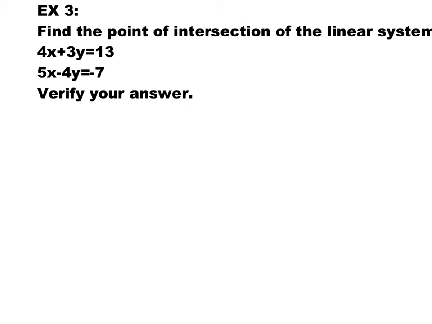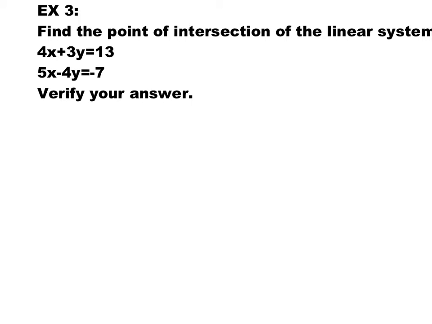The next example, we have to find the POI of the linear system 4x plus 3y is equal to 13, 5x minus 4y is equal to negative 7, and as usual we have to verify our answer. Now this example, if you look at it, is completely different from the other two examples, is that the coefficients are not the same. So this means pick a variable, decide which one to eliminate, then multiply each equation by the coefficient of the variable from the other equation to make the variables having the same coefficient. So let's see what I mean.